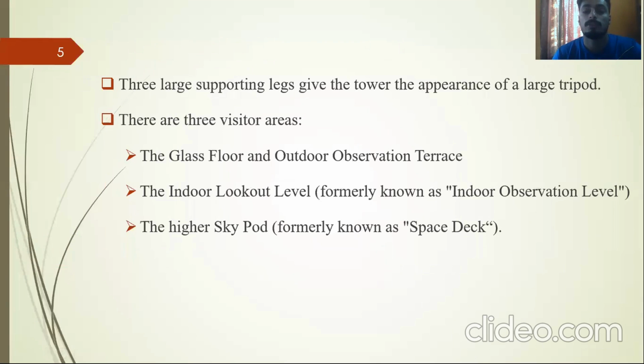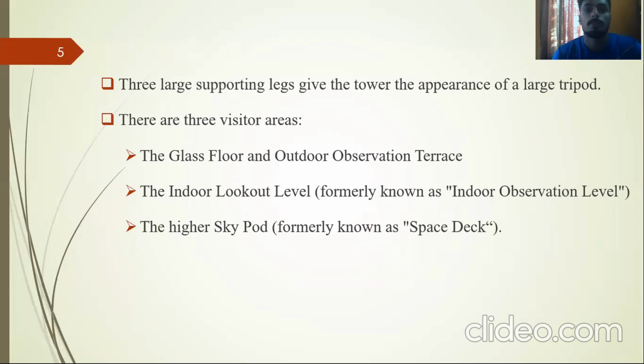The first one is the glass floor and outdoor observation terrace, which is at an elevation of 342 meters. And the second one is the indoor lookout level, commonly known as the indoor observation level, which is at an elevation of 346 meters. And the last one is the higher skypod, commonly known as the space deck, which is at a height of 446.5 meters.